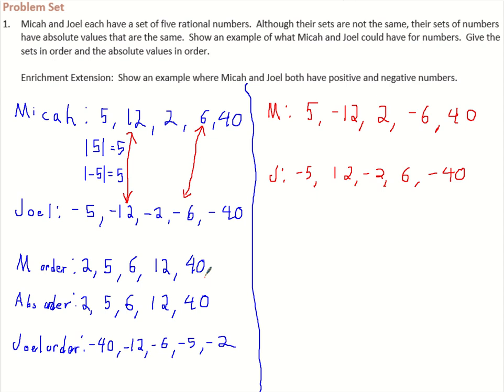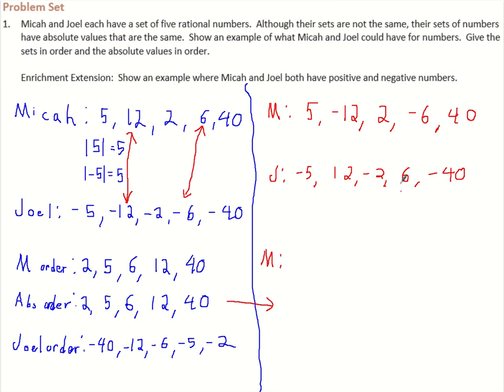Now, one of these three lists won't change at all in its order, and that is going to be the absolute value order, because the absolute values are still going to all be the same: 2, 5, 6, 12, and 40. But Mika's order and Joel's order are going to change because now Mika has negative numbers that need to go to the end of her list, and Joel has positive numbers that need to go all the way to the right of his list.